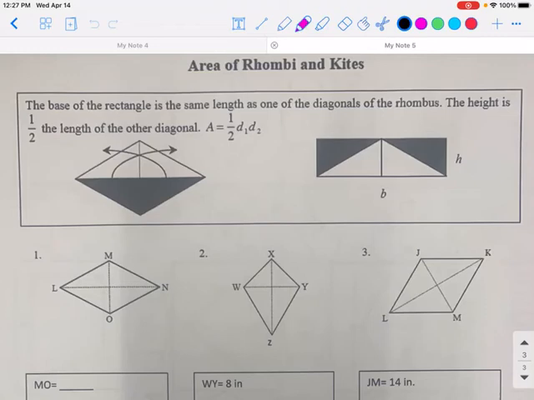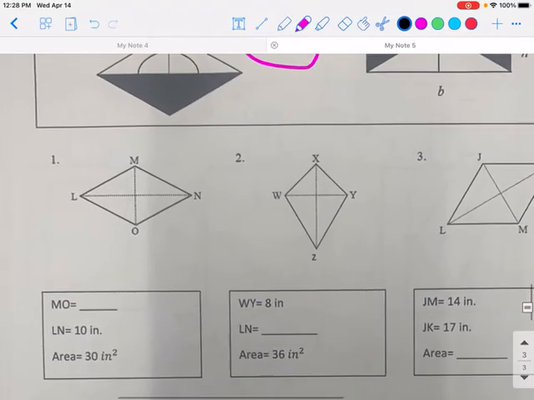Okay guys, today we are continuing area with both rhombi and kites because they have the same formula. So rhombi and kites, here's the formula: you take both diagonals that go through it, multiply them together, and then divide by 2. So let's take a look at this guy.